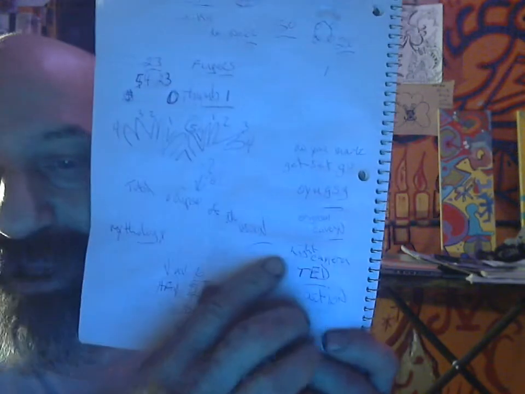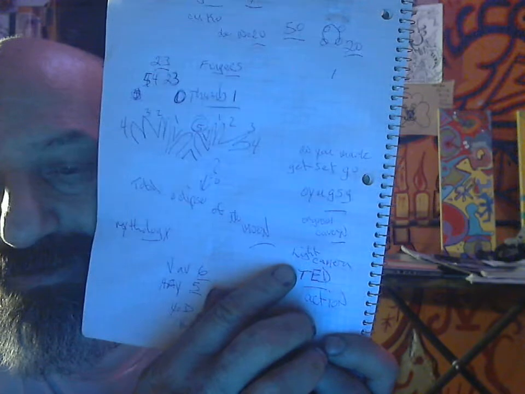What else do we have? Yes, lights, camera, action. Then we have the THC, time, heaven, creation. We have the Hebrew letters.